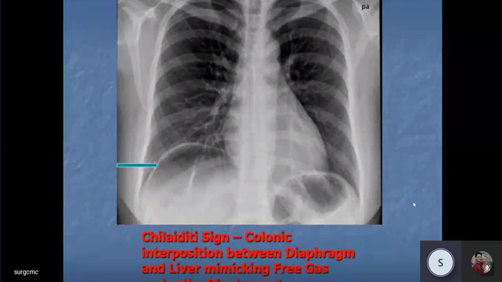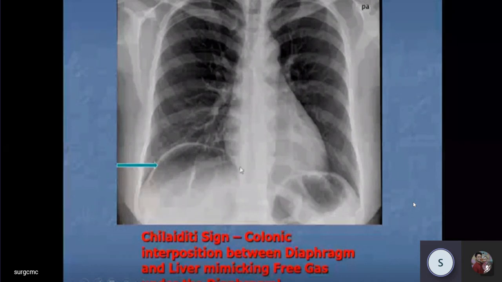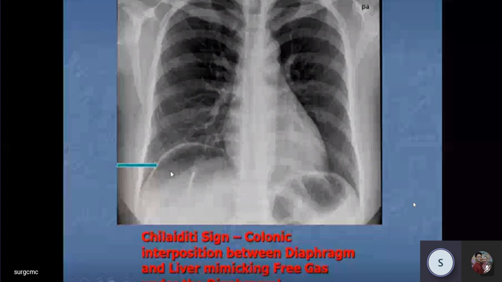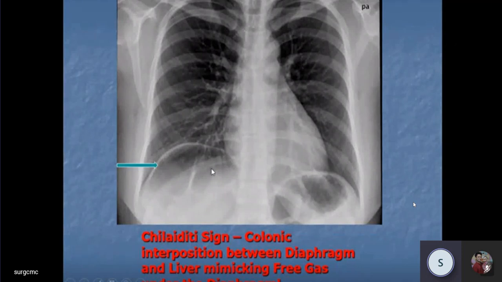This is not exactly undergrad stuff anyway. We all were taught this in our postgrad days. In some plates you can see this is the liver shadow, this is the diaphragm. You can get some kind of gas-like features over here, and it is nothing but the transverse colon going up and interposed between the diaphragm and liver. Now the transverse colon contains gas mostly, and of course stool. So this gas may actually look like free gas under the diaphragm, which is known as Chilaiditi sign. Please don't confuse it with free gas under the diaphragm.